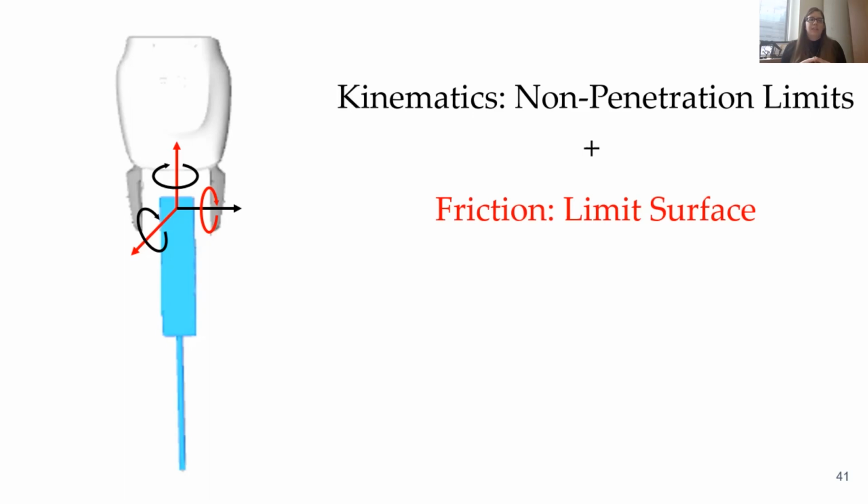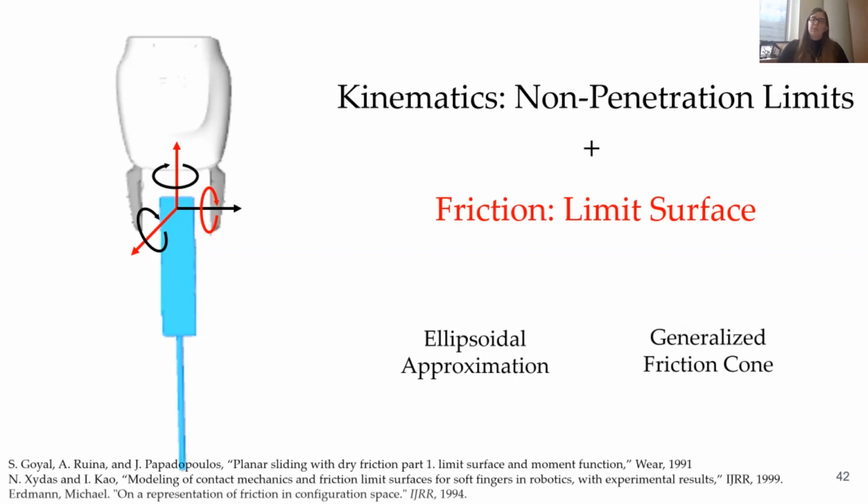And I'll say that because of our parallel jaw gripper, we are dealing with what's considered a planar grasp because we only have motion in 3 dimensions. Within our work, we construct the limit surface in 2 different ways, either using the ellipsoidal approximation or the generalized friction cone. Which one we use is dependent on the type of grasp that is being made. So to get into a little bit of the mechanics weeds, as well as to better understand what the limit surface is, we're going to walk through the ellipsoidal approximation, how we actually construct and check that.